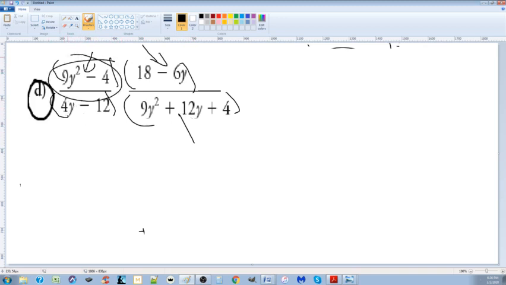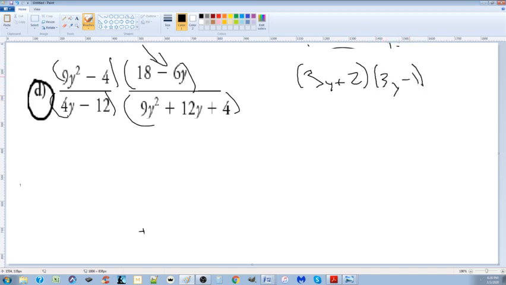Let's look at this one here. I said it's a difference of 2 squares. What are those 2 squares? Well, it's 3y plus 2, 3y minus 2. You need to learn how to spot those. Always look for when it's this simple and it's still a square. Look to see if that can be square rooted. Okay?